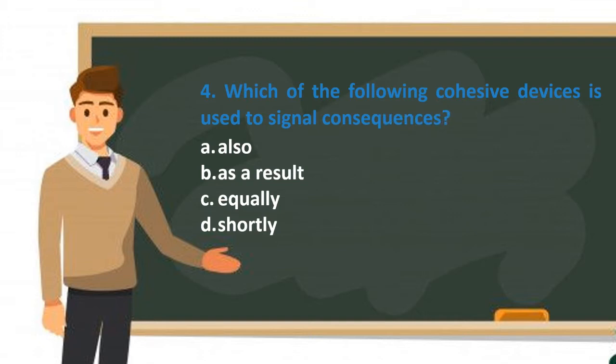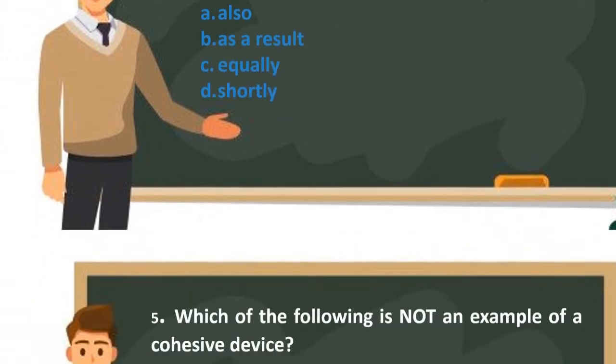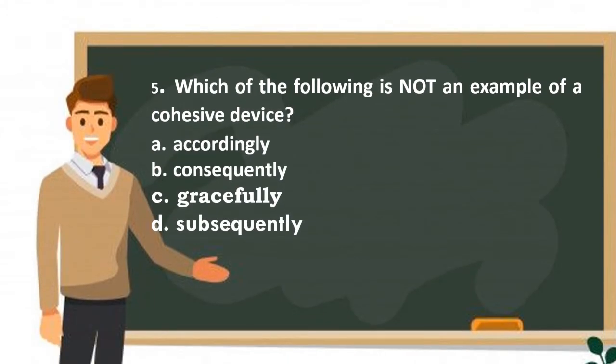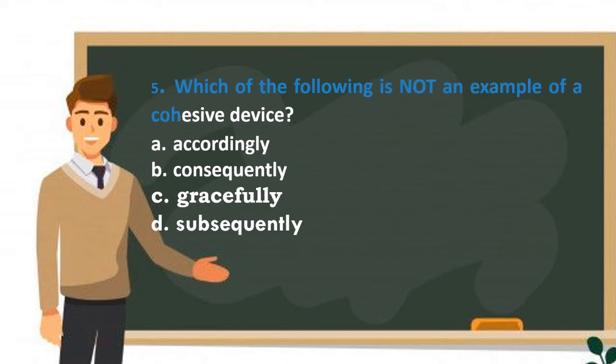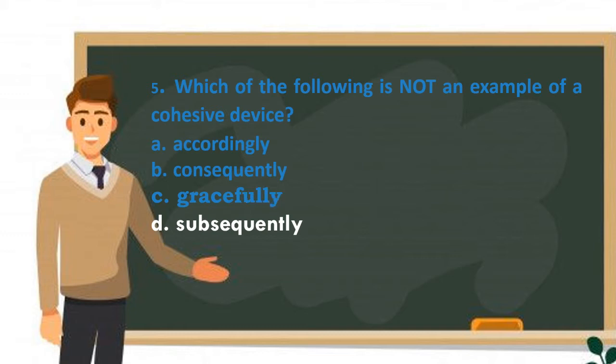A. Also. B. As a result. C. Equally. D. Shortly. 5. Which of the following is not an example of a cohesive device? A. Accordingly. B. Consequently. C. Gracefully. D. Subsequently.